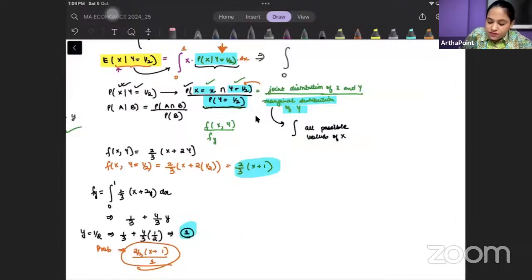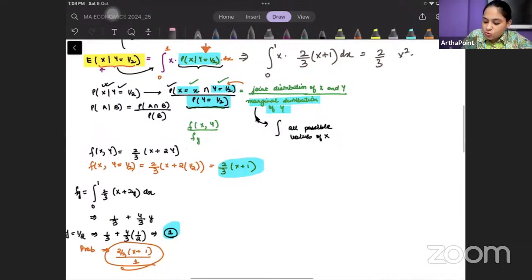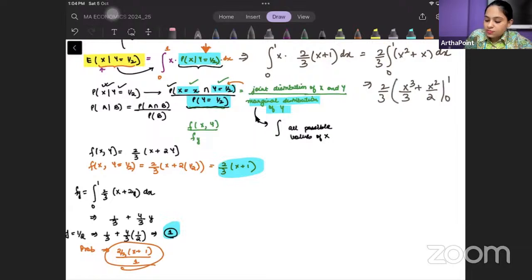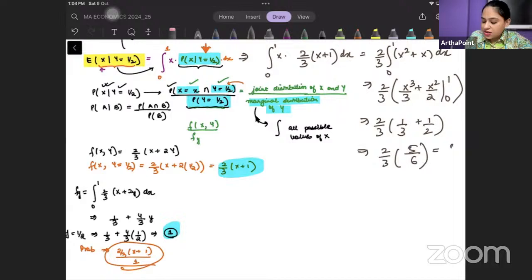You will get the integration from 0 to 1 of x into 2 by 3 (x plus 1) dx. Take 2 by 3 out. This is the integral of x square plus x from 0 to 1 dx. This will be 2 by 3 times x cube by 3 plus x square by 2, from 0 to 1. That is 2 by 3 times (1 by 3 plus 1 by 2), which is 2 by 3 times 5 by 6. The answer will be 5 by 9. That's the answer to this question.